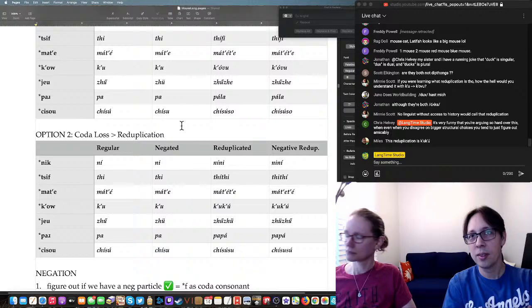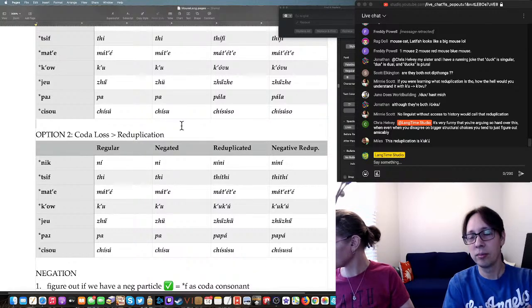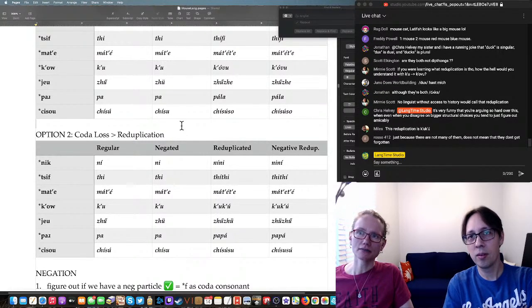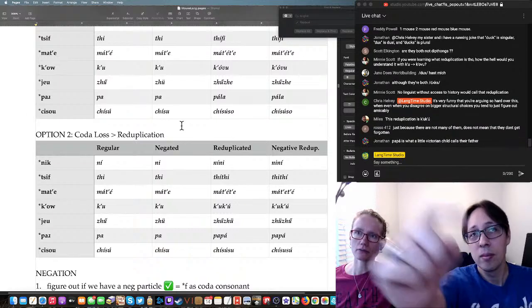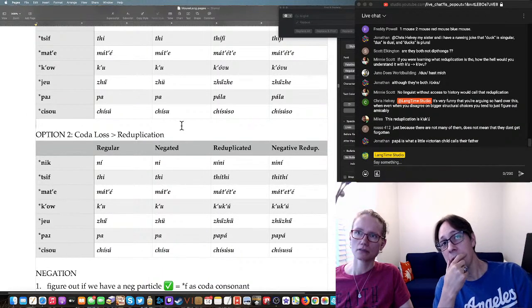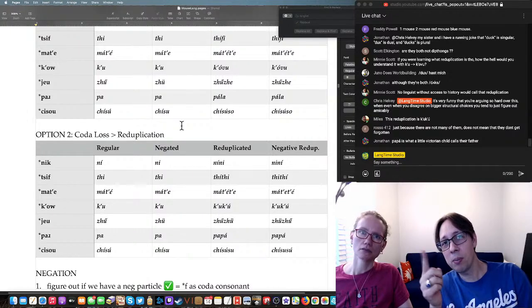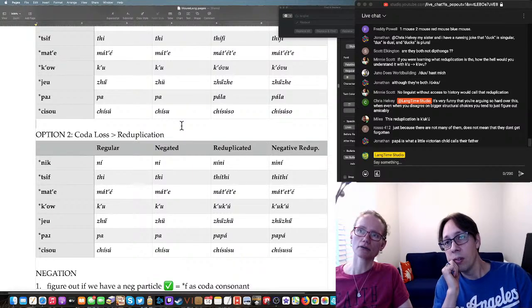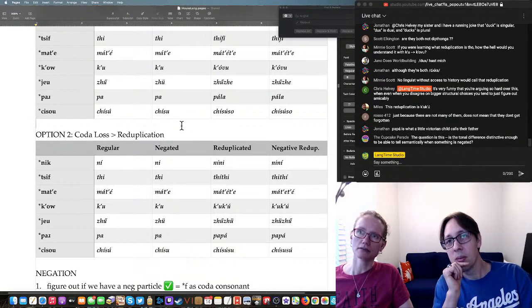Why is the negative high tone on the second syllable? This is after coda loss, so the reduplication has to apply after the negation. And so it's this column that's getting reduplicated. There we go. And so then it would be low, high. Okay, because it would be high simply because it's dissimilating.